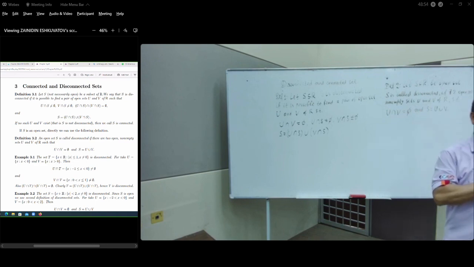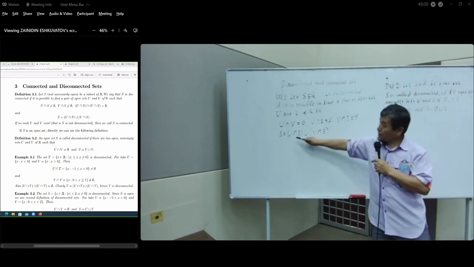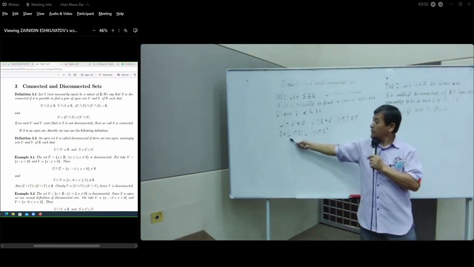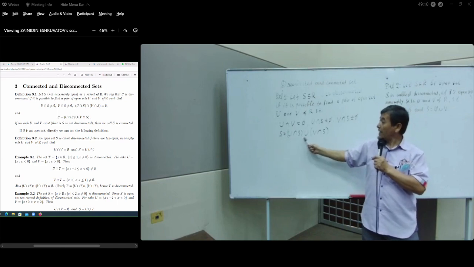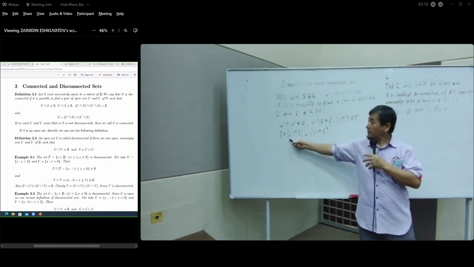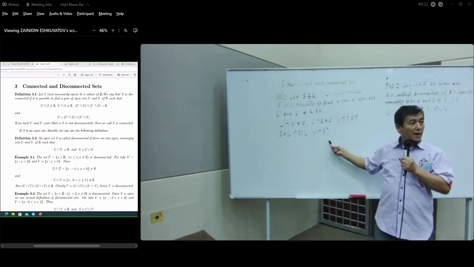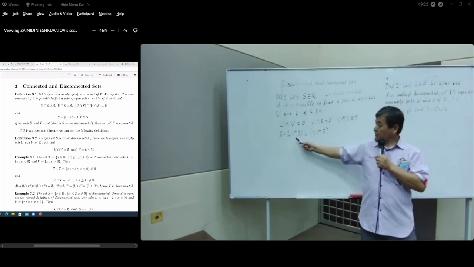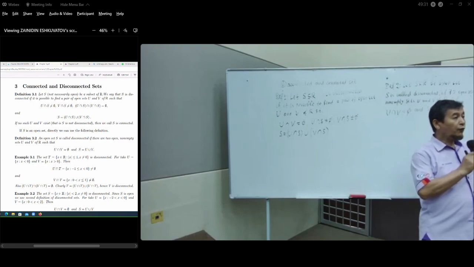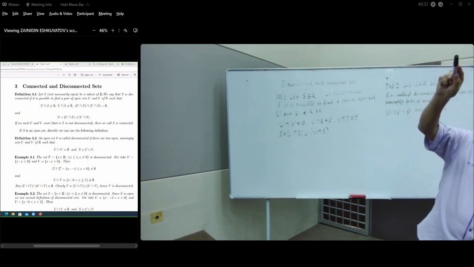So there is a little difference in these two. Please pay attention: in this definition, S can be written as the union of two sets, but of the intersections of U with S and V with S, not just U union V. Usually this one is more comfortable to identify, to find the two sets.